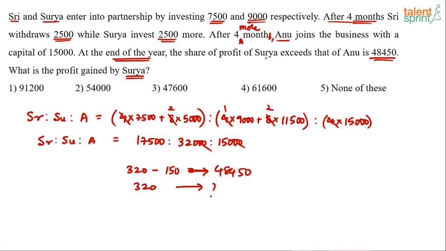See, he says profit of Surya exceeds that of Anu by 48,450. According to the ratio, profit of Surya is 320 parts. Profit of Anu is 150 parts. So 320 difference 150 is equivalent to 48,450. Then 320 will be equivalent to what? 320 is nothing but the profit of Surya. You understand? This refers to Surya and this refers to Anu. Do the cross multiplication, you get the answer.